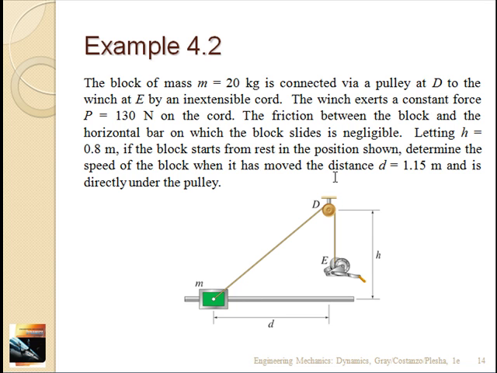Sorry. So if we let this height be 0.8 meters, if the block starts from rest in the position shown, determine the speed of the block when it's moved 1.15 meters, right? So we start this winch up. It provides a constant force of 130 newtons through the rope to here, but the angle changes as the slider moves this way. So the question is, how fast is this moving when it's traveled 1.15 meters and is directly under the pulley right here?